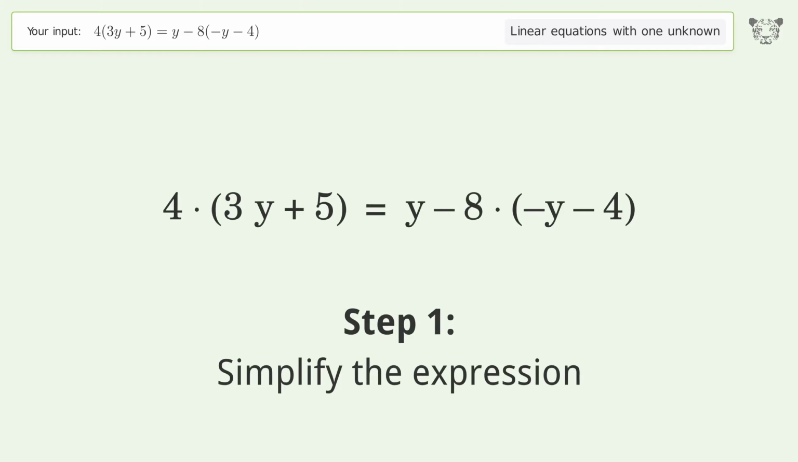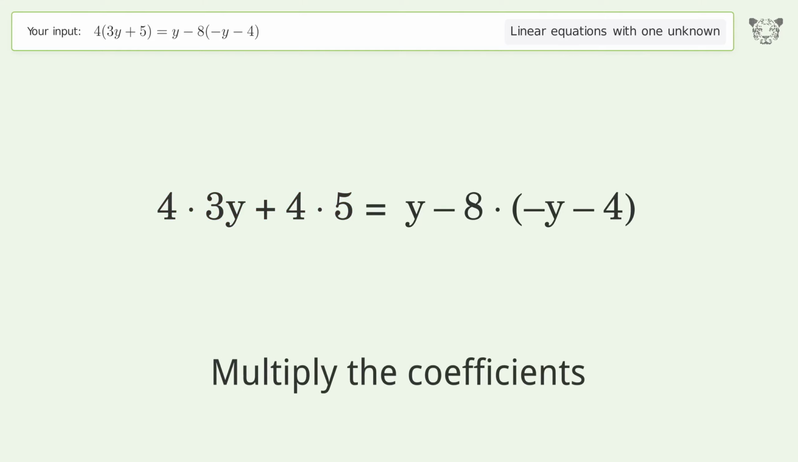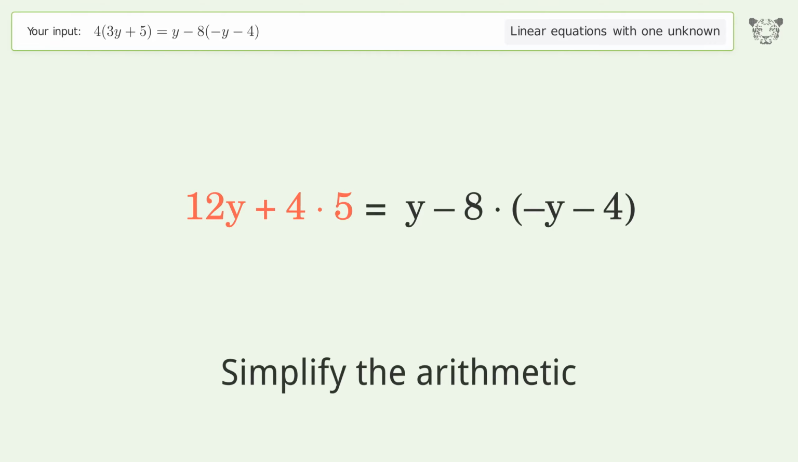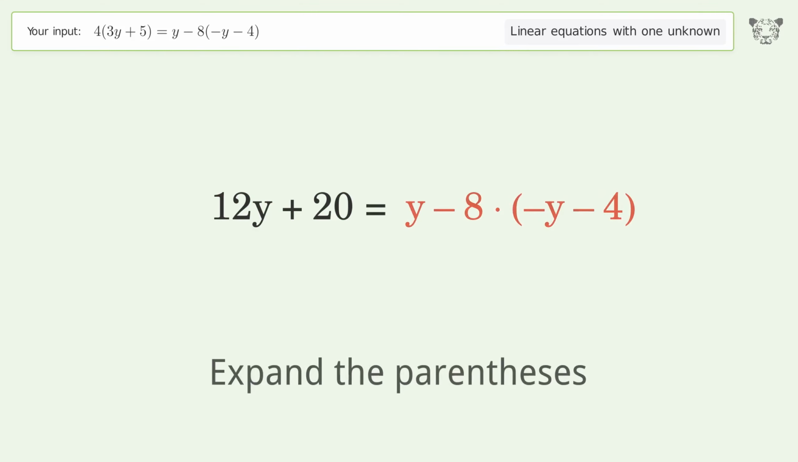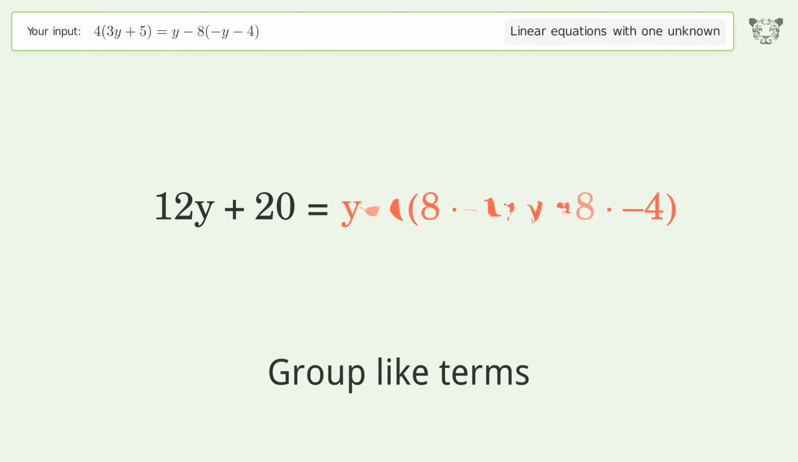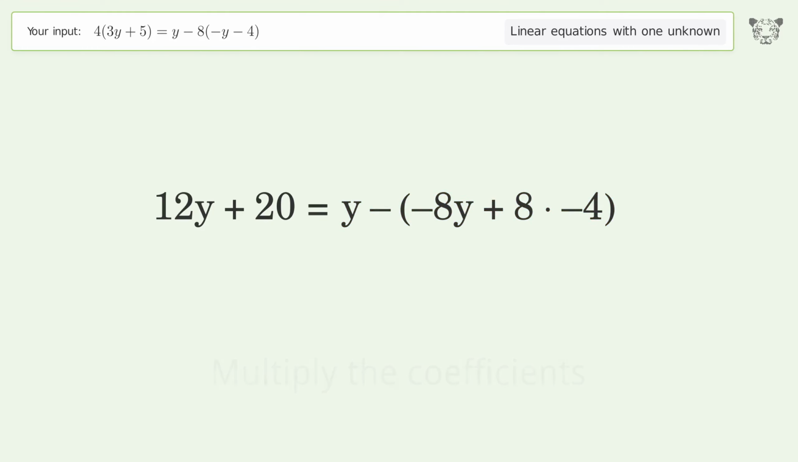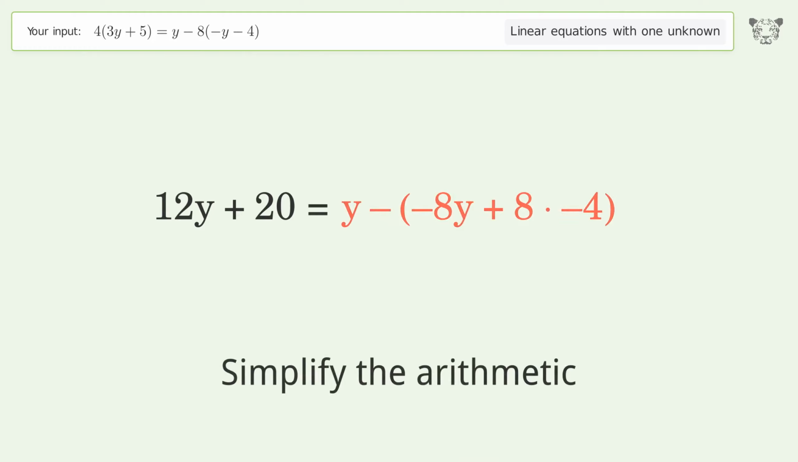Simplify the expression. Expand the parentheses. Multiply the coefficients. Simplify the arithmetic. Expand the parentheses. Group like terms. Multiply the coefficients. Simplify the arithmetic.